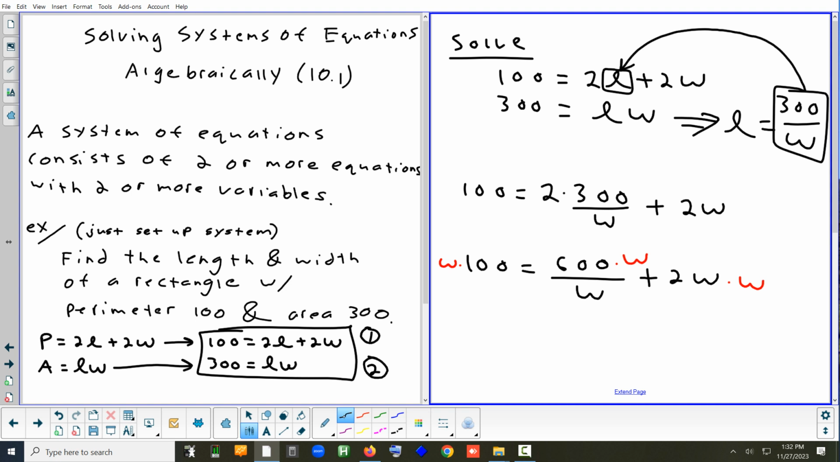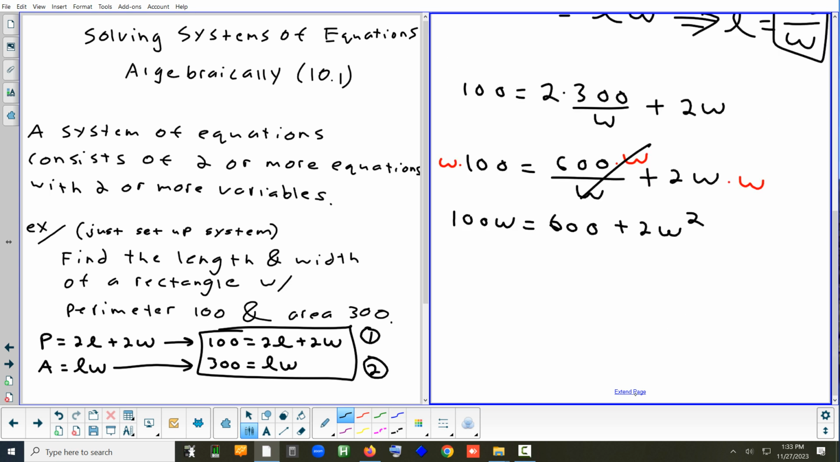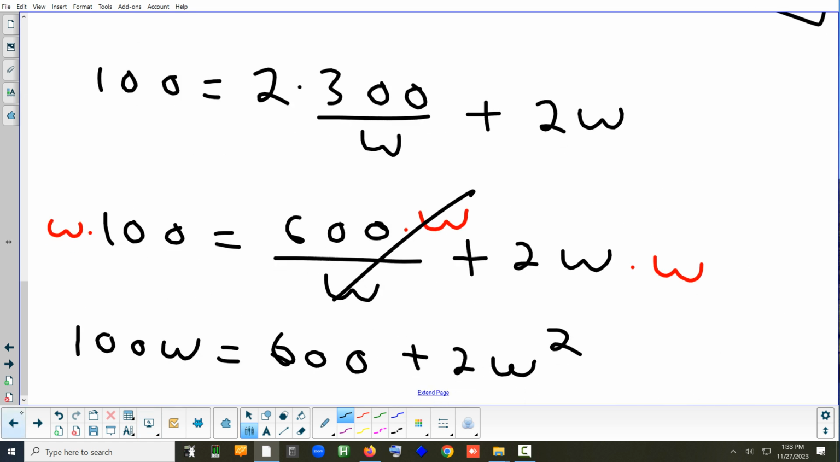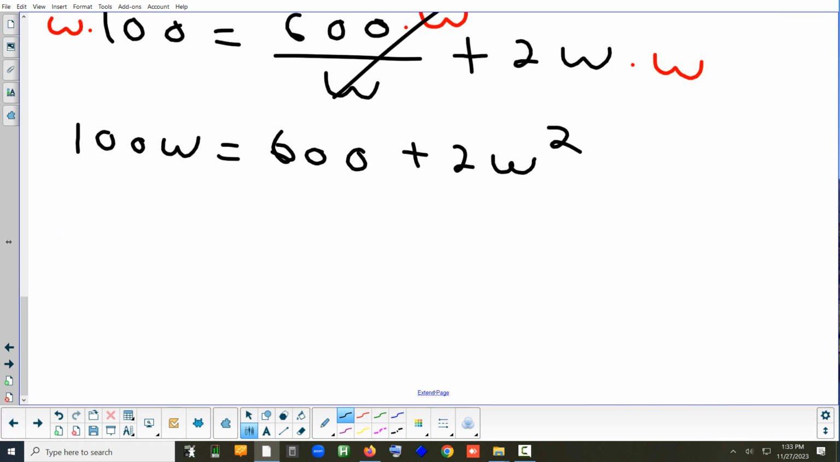Okay. What's 100 times W? 100W. What's 600 times W divided by W? 600. That's gone. And what's 2W times W? 2W squared. Okay. And now, what kind of equation is that?